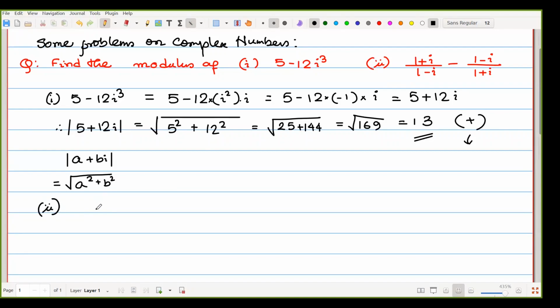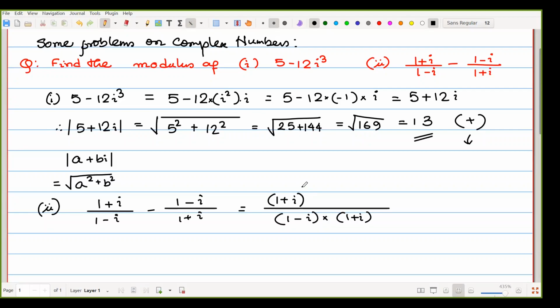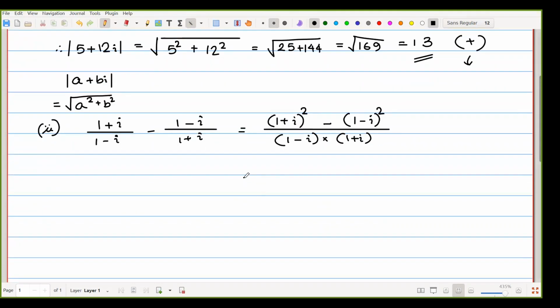Second one, (1 plus i) divided by (1 minus i), minus (1 minus i) divided by (1 plus i). We are subtracting as normal, how to solve the fractional subtraction like that. So we are taking the denominator (1 minus i) into (1 plus i). So that is now becoming (1 plus i) whole square minus (1 minus i) whole square. Okay. Now the first one in the numerator is a plus b whole square.